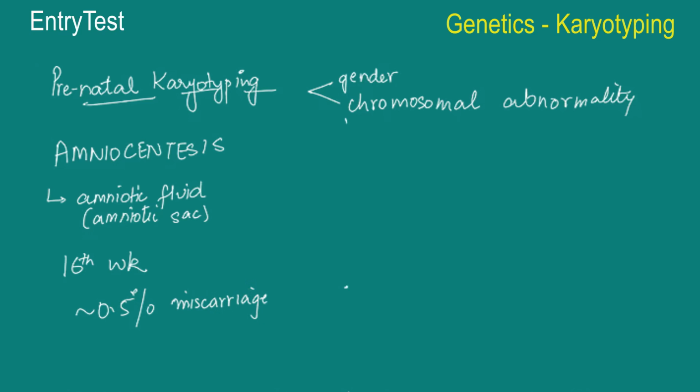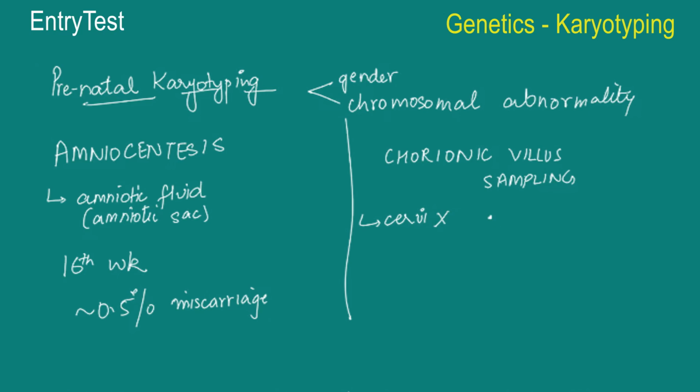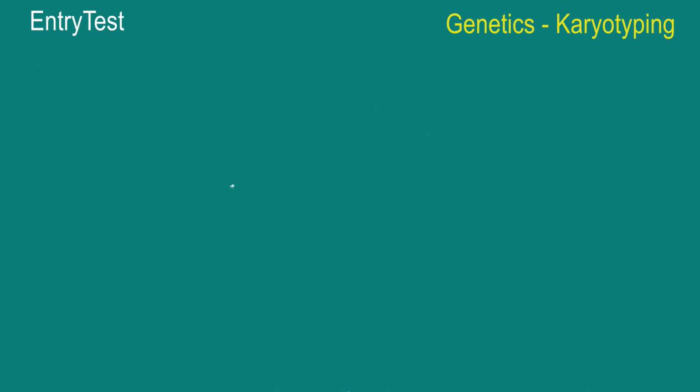The second technique is chorionic villus sampling. In this case, a tube is inserted through the cervix and a tiny sample of the chorionic villi is taken from the placenta. These are finger-like projections in the placenta. So cells from the placenta are taken. That can be done at the 11th week of pregnancy, and it again has a slight risk of inducing miscarriage, which is approximately 1%. So let's go ahead and now analyze what is there under the human karyotype.